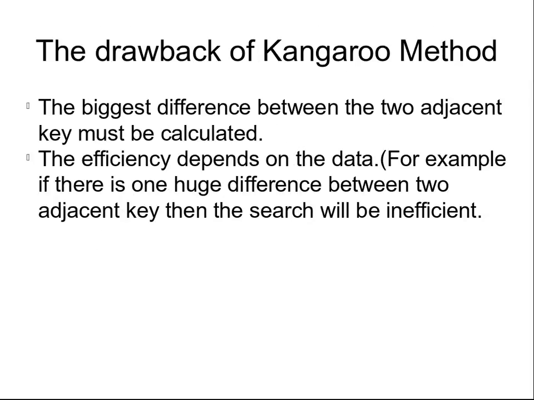But there are bad points for the kangaroo method as well. The biggest difference between two adjacent keys must be calculated, so it takes as much time as a linear search to do that. The biggest difference must be known from the beginning. The second point is that efficiency depends on the data. For example, if there's a huge difference between two adjacent keys, then the search will be very inefficient.